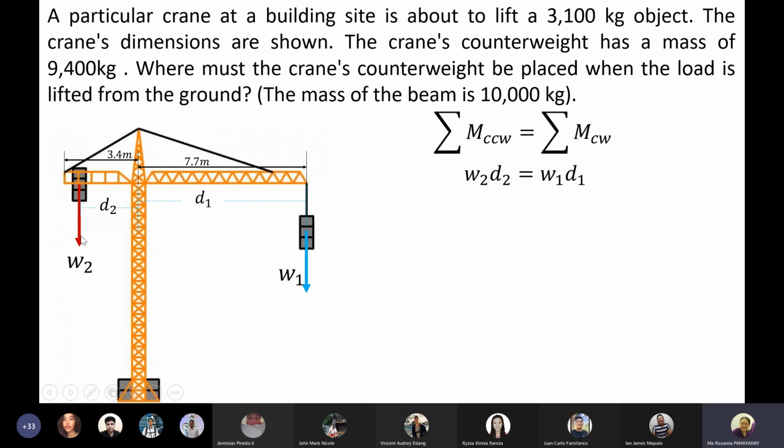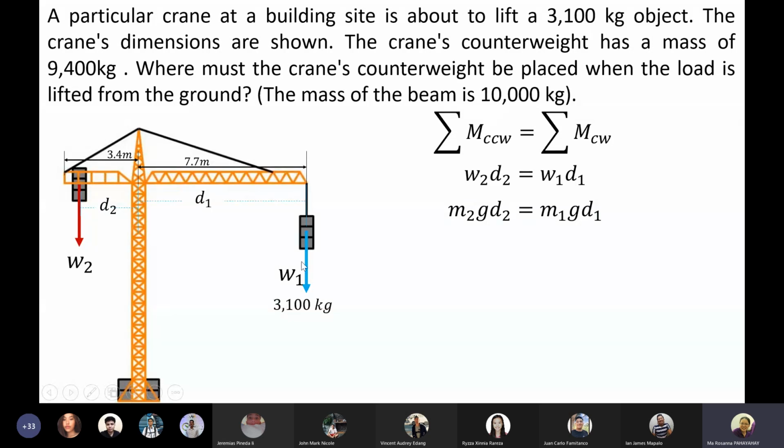Now, if these are masses, for example, hindi weight, kailangan nyo siyang i-multiply. For example, this one, 3,100 kilograms. Kailangan natin mag-multiply dito ng 9.8 kasi we are talking about force. So that is M2G D2, to get the weight of 2. Then M1G D1 to get the weight of our weight 1 times its moment arm. Pero makakancel lang din.